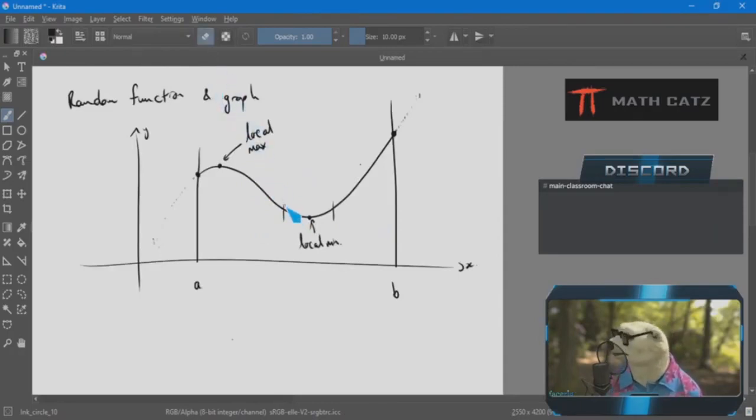Same for this local maximum. While I erase these little lines, if I look at a very small window around this turning point, that is the largest y value I can get. However, when I zoom out, there are larger y values over here, right? These are bigger. So we call it local or relative because it's only applicable to the immediate surroundings.